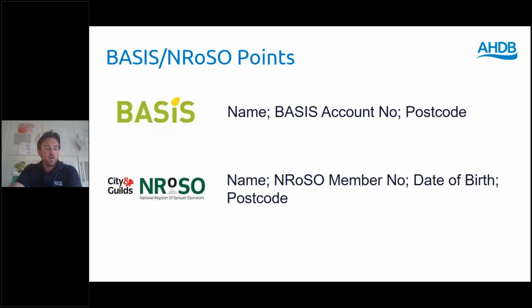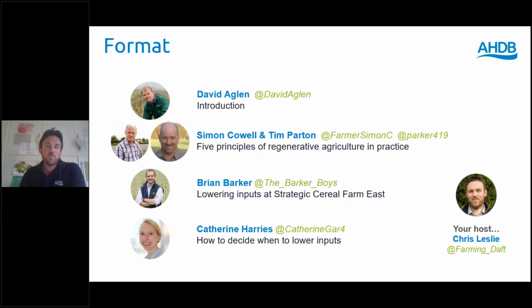Okay, so the format: David is going to give us a little introduction about Balbirnie, just to introduce the farm and what they do and what we're looking to work together on. Then we've got Simon Cowell and Tim Barton, who are pretty well down the route of regenerative agriculture. We're going to have a few slides and pictures from them and a bit of a chat about their experience. Then we've got Brian Barker, from Strategic Cereal Farm East, who has been trialling this work on his farm, so he's going to ground truth his research to date and where the project's been to. And then we've got our very own Catherine Harries, who's going to help us along with some of AHDB's tools and how they can be manipulated to show you the benefits of a reduced input system.